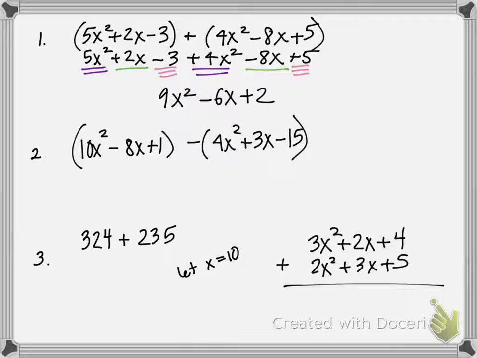Notice that I wrote my answer in standard form, highest degree to lowest degree. So it goes x to the second power, x to the first power, and then a constant has a degree of 0.